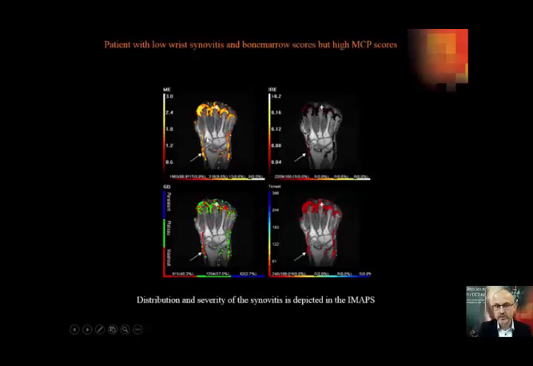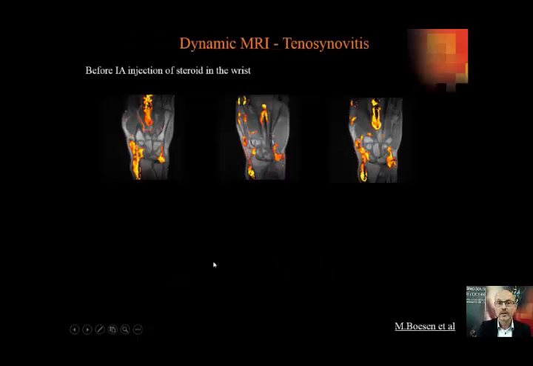But what you are able to see where the arrow points is that when you do your region of interest analysis, you can separate the enhanced synovium from the vessels, which are tube-like structures that have a washout pattern of enhancement. You can also use the dynamic MRI to assess the treatment response.